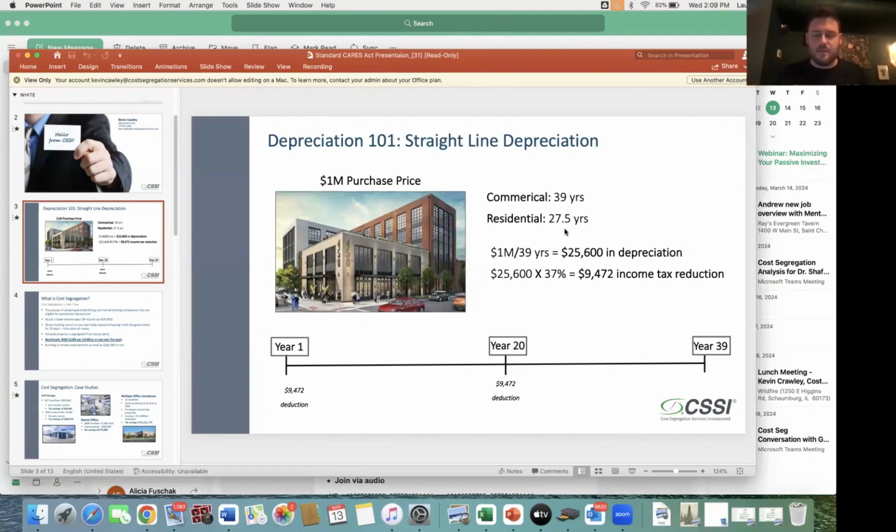So what we're saying is, why don't we front load some of that through cost segregation, and I'll go through what that is, so you get more of the depreciation benefit than you would otherwise. Does that make sense? 100%.